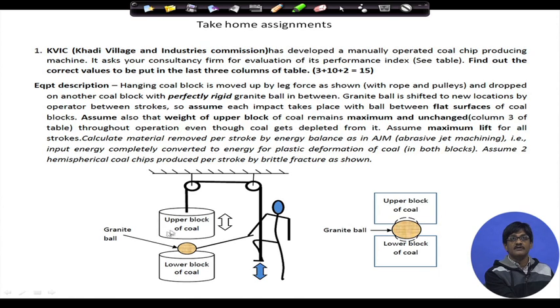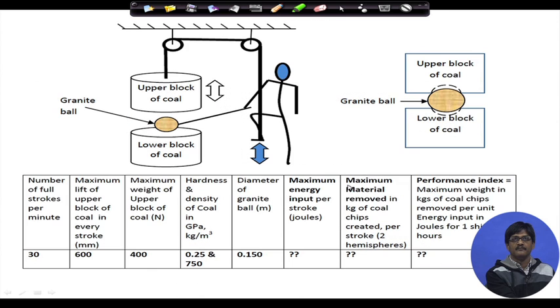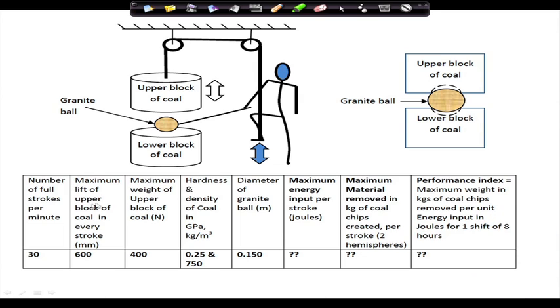If you are lifting the coal to a particular level, it gains energy, and when you bring it down, it will give up this energy, and this energy, just like in AGM, will cause these 2 indentations, and you have to calculate how big these indentations are. From there, you have to find out the volumes of those coal chips. Assume 2 hemispherical coal chips produced per stroke by brittle fracture as shown, and this is the table.